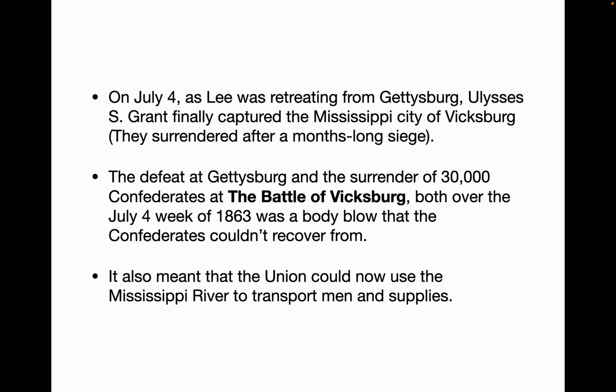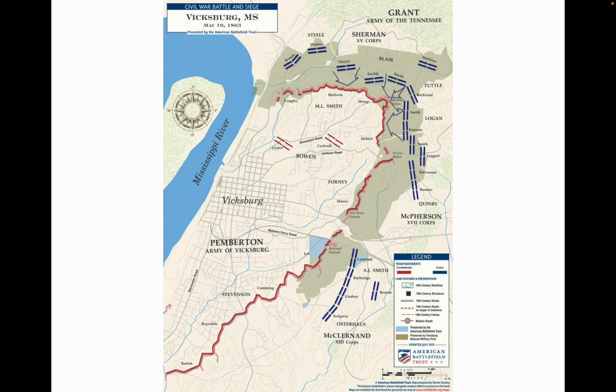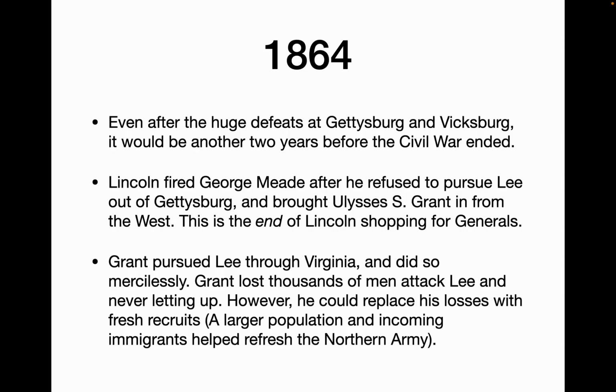And this was a body blow for the Confederates that they could not recover from, although the war would still go on for another 2 years. This was a major turning point right here. It also meant that the Mississippi River was open for the Union Army to move men and supplies up and down. So here's Vicksburg. You can see that the red line is the trenches and the defenses that they built around the city, and the blue lines are all of the Union waiting to try and get in there.